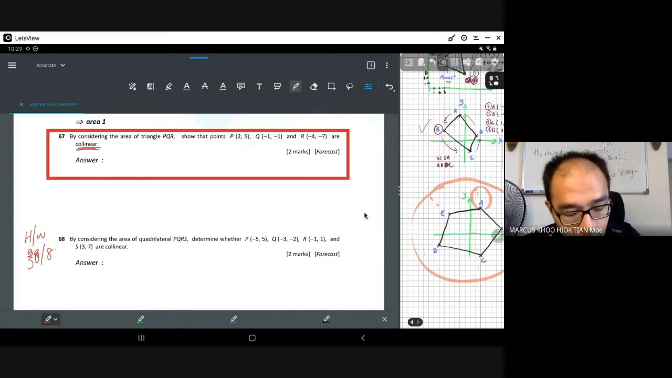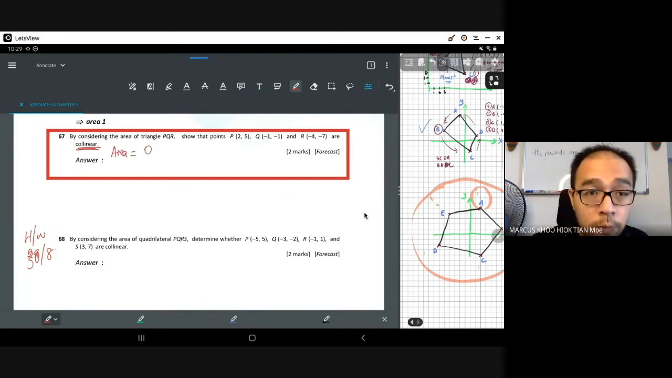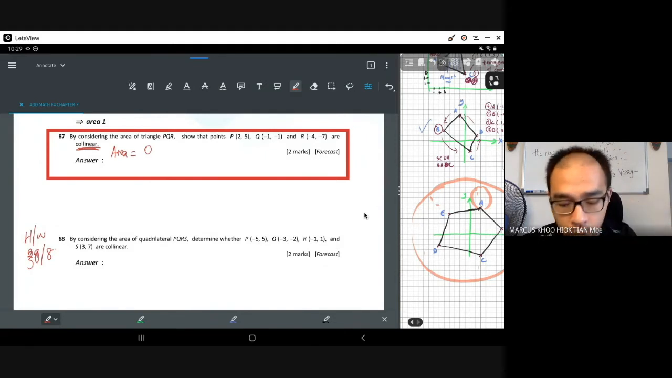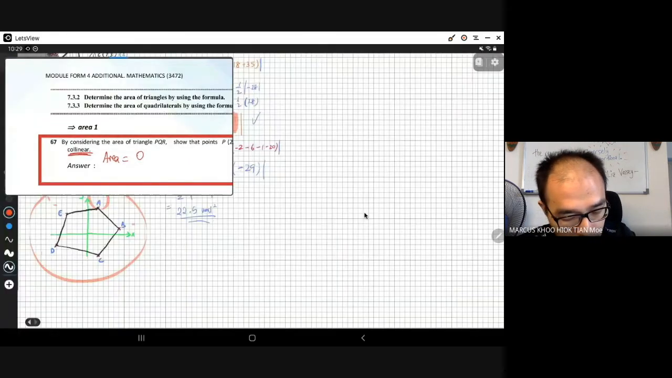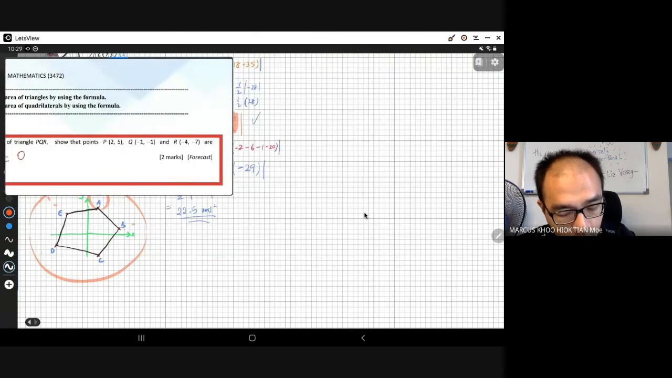Okay, so we want to show that the area equals 0. This is what we want to show. So how do we show it? We use the formula of the area to help us. Let's consider these coordinates: 2, 5, -1, -1, -4, -7.